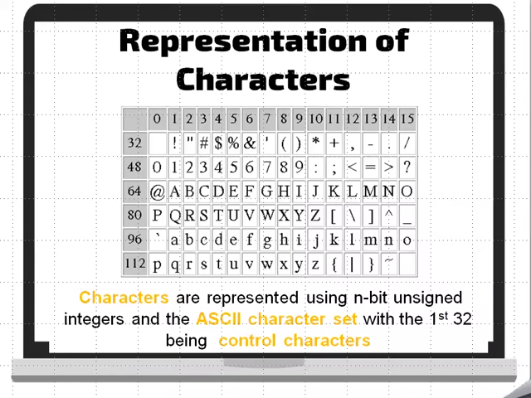So this is a sample of the representation for characters. Characters are represented using n-bit unsigned integers, and the ASCII character set is most commonly used, with its first 32 characters being called control characters and the other characters being called fixed characters.